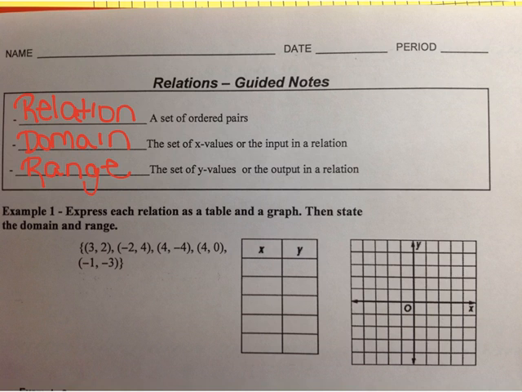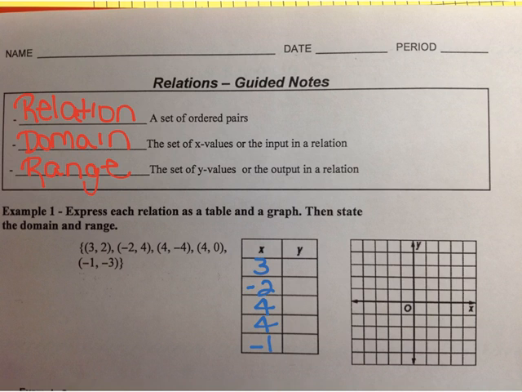So first, let's go ahead and list all of our x values and our y values. If we look at our ordered pairs, the first one, our x value is going to be 3. If we look at the ordered pair -2, 4, our x value is -2. In the ordered pair 4, -4, 4 is our x value. In 4, 0, 4 is our x value again. And then lastly, -1, -3, our x value is -1.